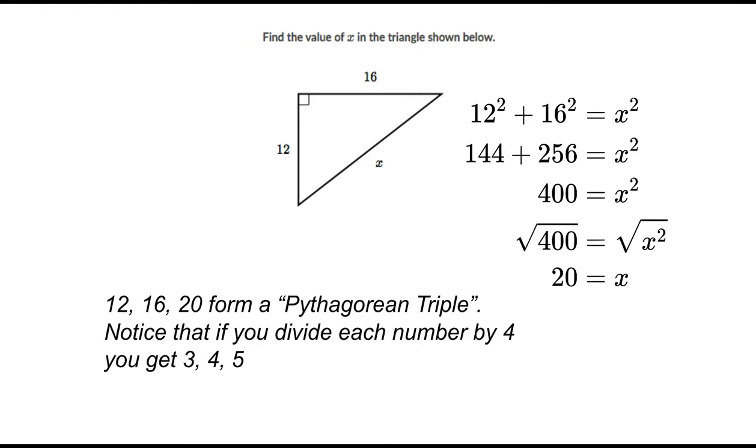Now, notice that 12, 16, 20, they make what we are going to call a Pythagorean triple, because they're whole numbers that make the sides of a triangle. Not all sides of a right triangle are going to be nice, pretty whole numbers. If you divide those numbers by 4, you get 3, 4, 5. So it's a multiple of the 3, 4, 5 triangle. We call the 3, 4, 5 a primitive Pythagorean triple. There are other primitive Pythagorean triples, but multiples of 3, 4, 5 come up a lot on questions on tests, standardized tests, and so if you can recognize them, it'll save you a lot of time.